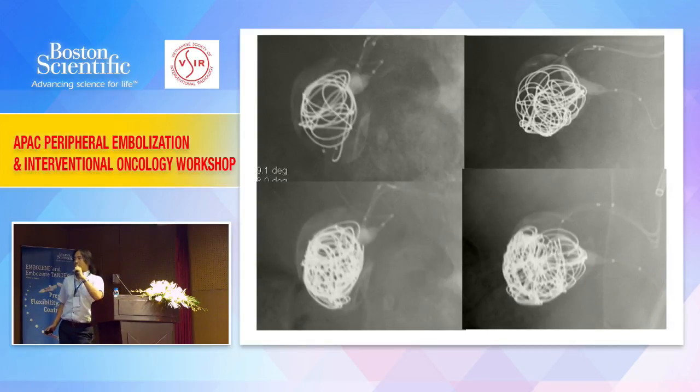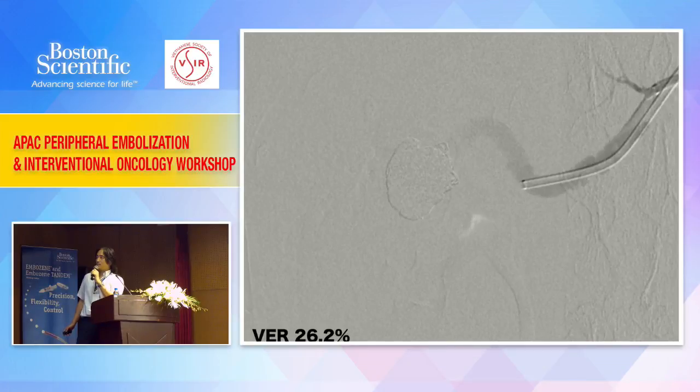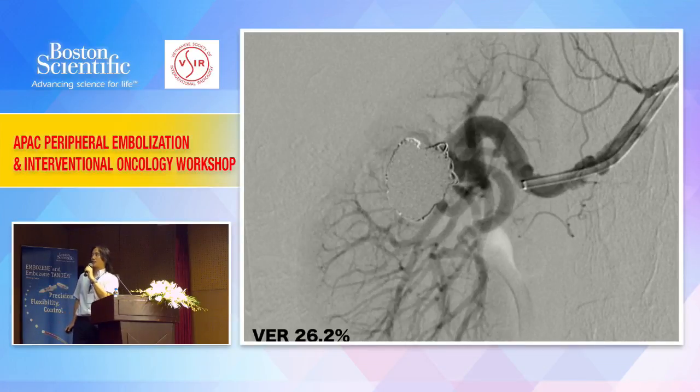And we insert more coils. It's the final result. The aneurysm is completely embolized with the coils. Packing density is 26%. It's enough.